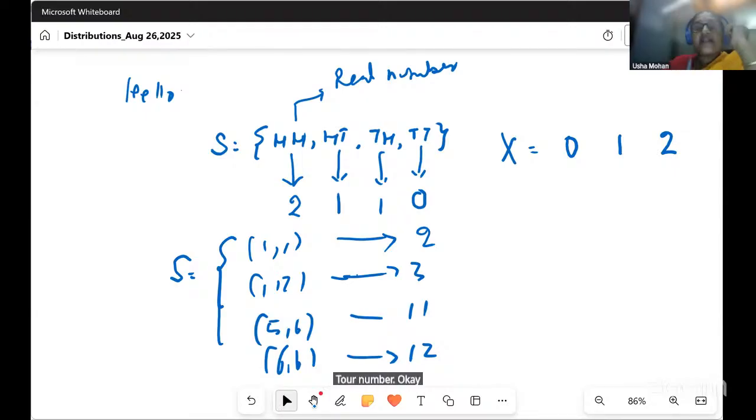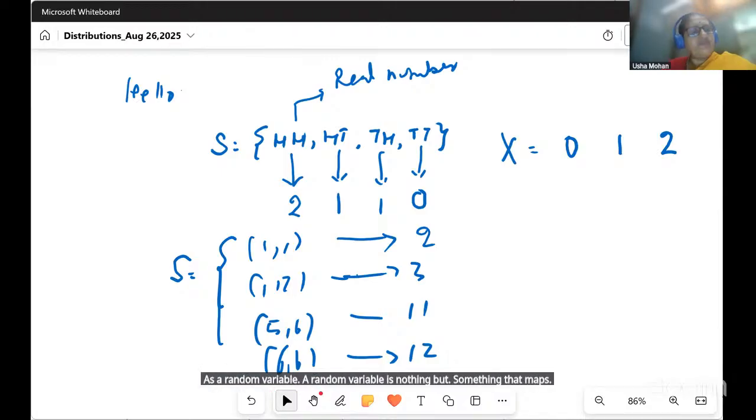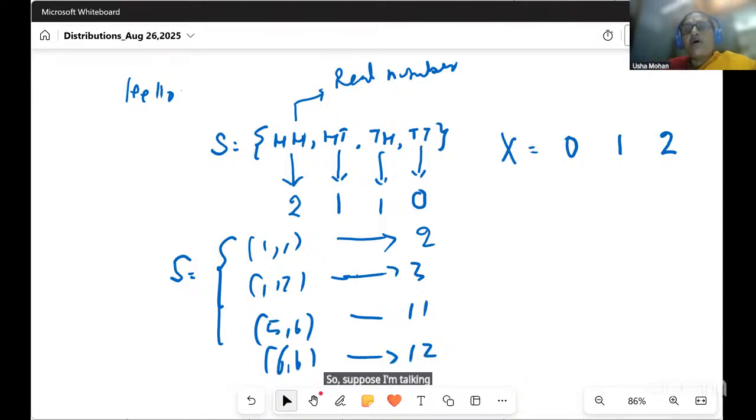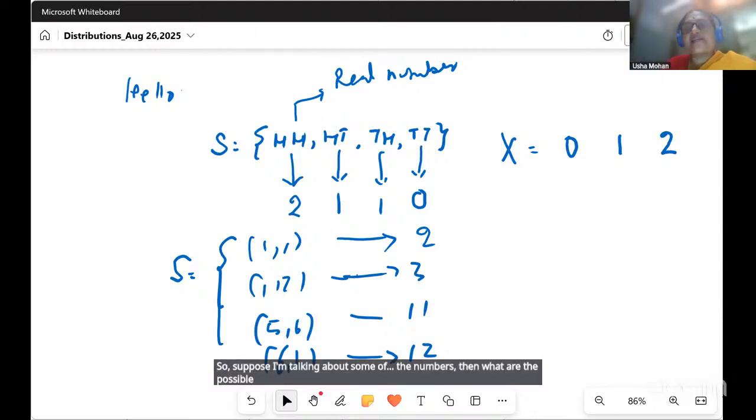And this is what we refer to as a random variable. A random variable is nothing but something that maps every outcome of your sample space to a real valued number. Is this clear, the first concept? So suppose I'm talking about the sum of the numbers, and X is the sum of numbers. What are the possible values this X can take?